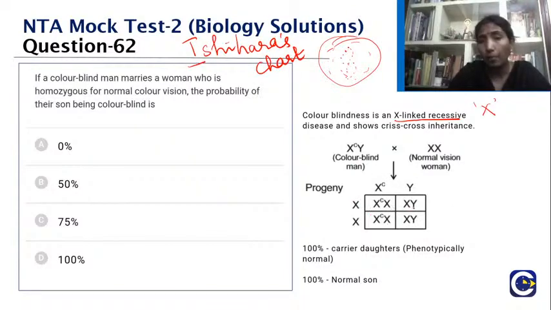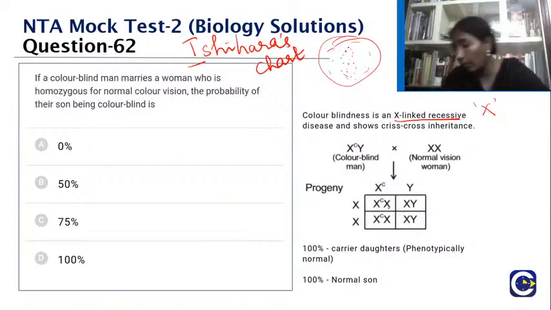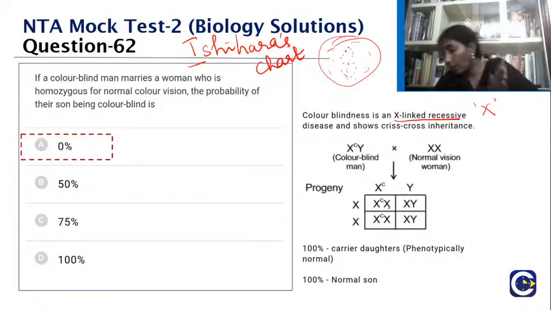What is the probability? They have sons who are perfectly normal, but what about the daughters? The daughters are phenotypically normal, but they are silent carriers. If they get married, there are chances for the next generation to become colorblind. But for this couple, the sons will be normal and the daughters are carriers. So the answer is 0%, not 50%, dear.